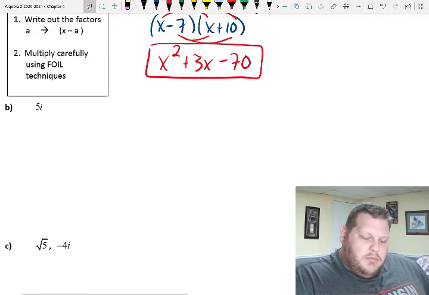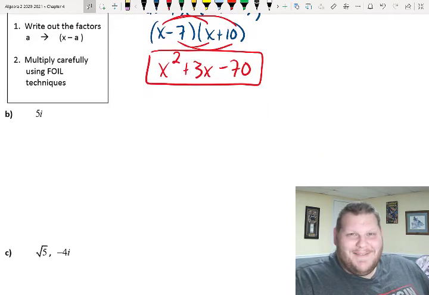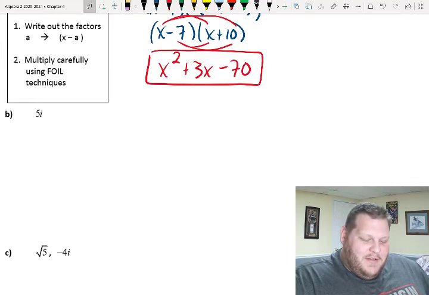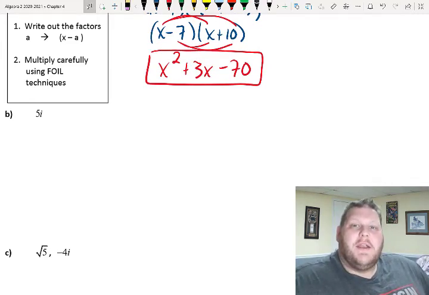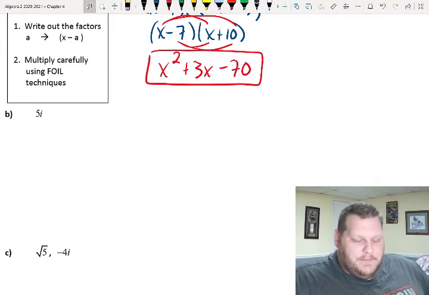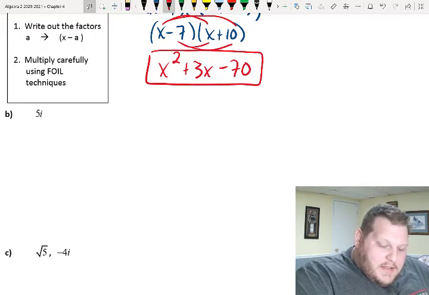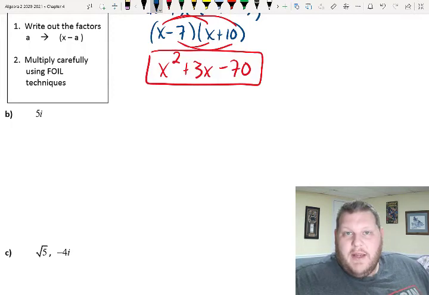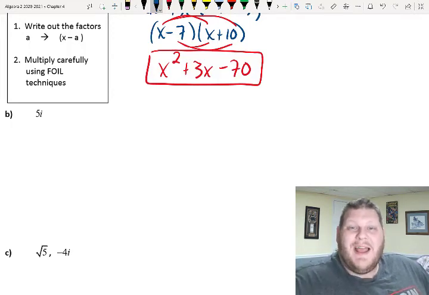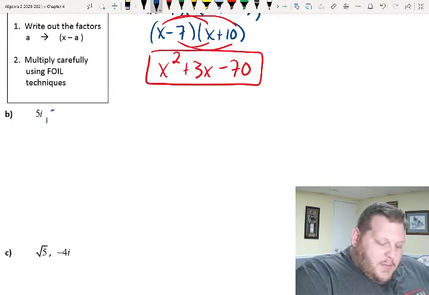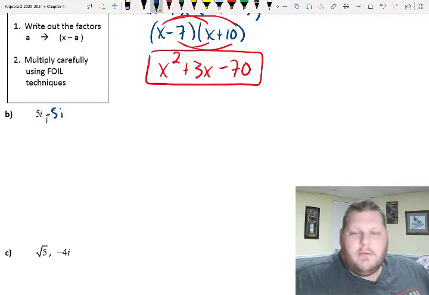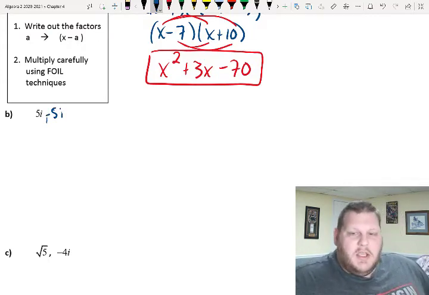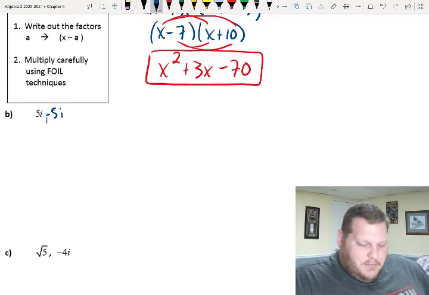Where it gets to be complex, see what I did there, is where we start having those irrational roots or complex roots. If I'm given a root that is complex or irrational, where it should come in conjugates, but I'm not given both of them, you have to start by identifying that other one. So for part B, we were given that 5i is a root, so that means negative 5i is also a root.